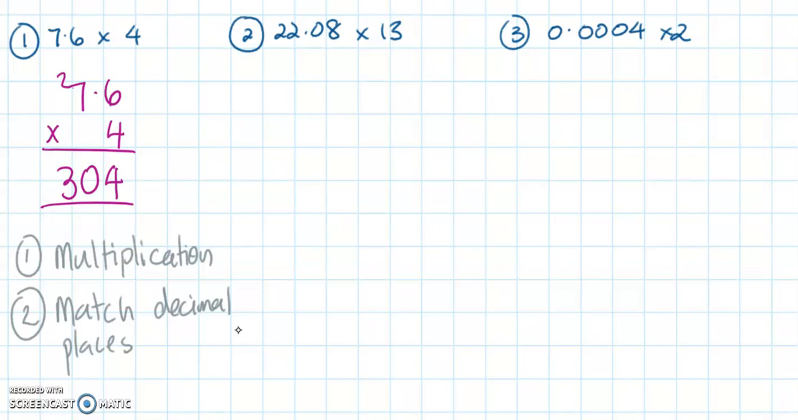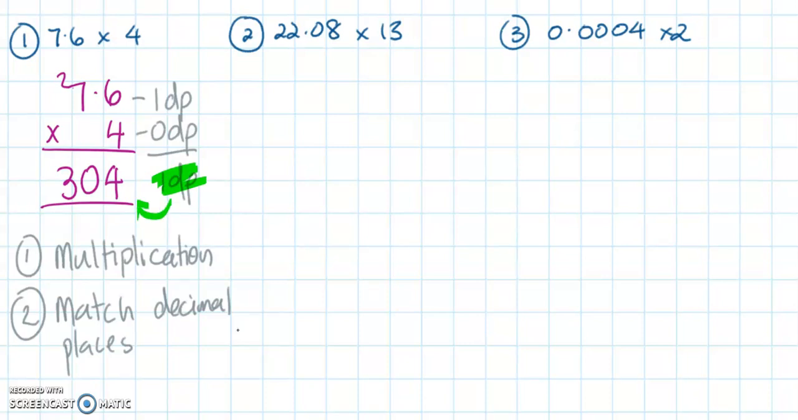In the two numbers that we're multiplying, the first number has only one digit after the decimal point, so that's 1 decimal place. The second number has 0 decimal places. In total, 1 plus 0 is 1 decimal place. So we need to match this 1 decimal place in our answer.